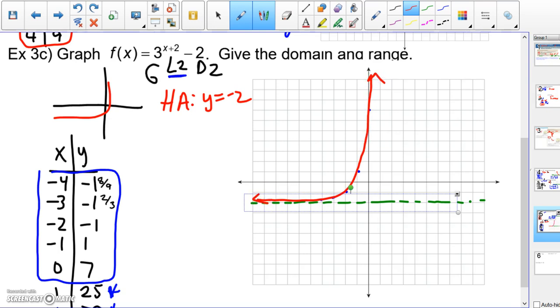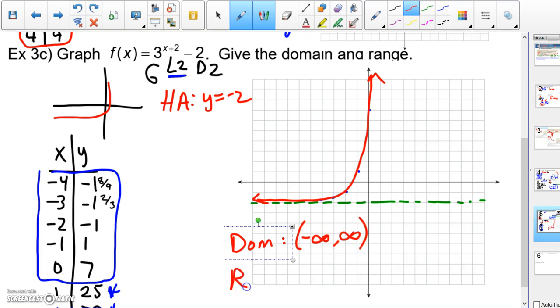And so there's my growth equation. Domain, all real numbers. Range, it looks like it's going, remember, you're squashing it onto the y-axis, so it's going from negative 2 and up. So negative 2 to infinity, from negative 2 to positive infinity.